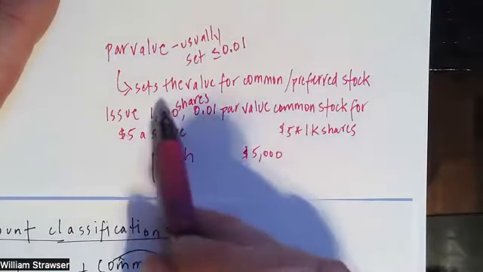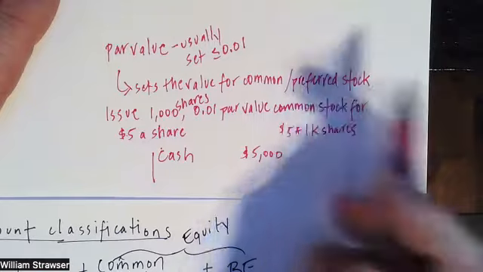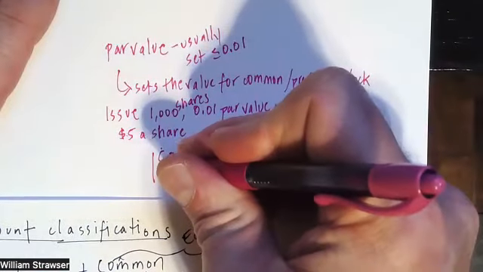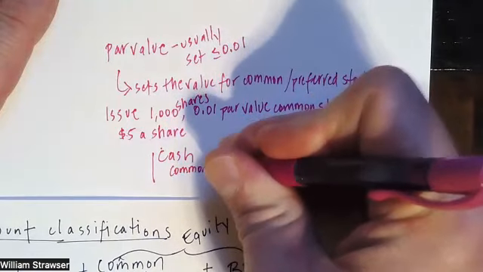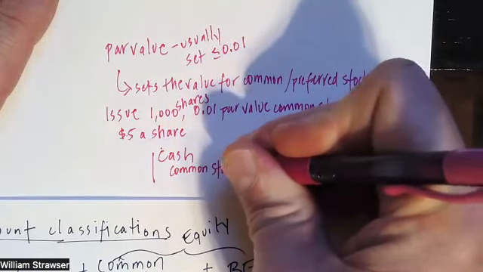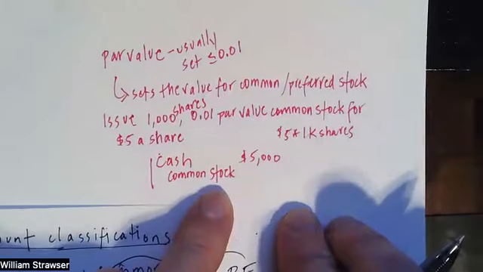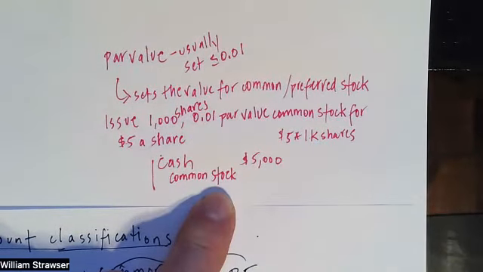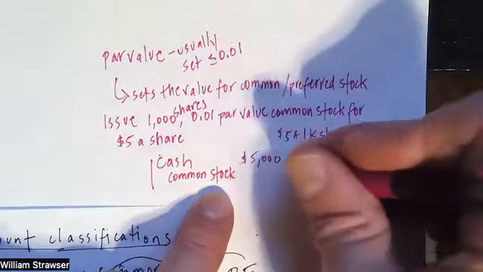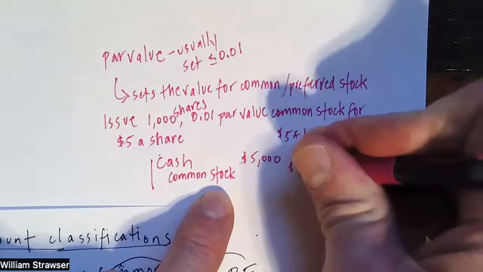Like I said, par value sets the value for common or preferred stock. So if I credit common stock as my ownership account, my equity account, then I can only credit it up to 1 cent per share for those 1,000 shares. So in this case, I would credit it by $10.